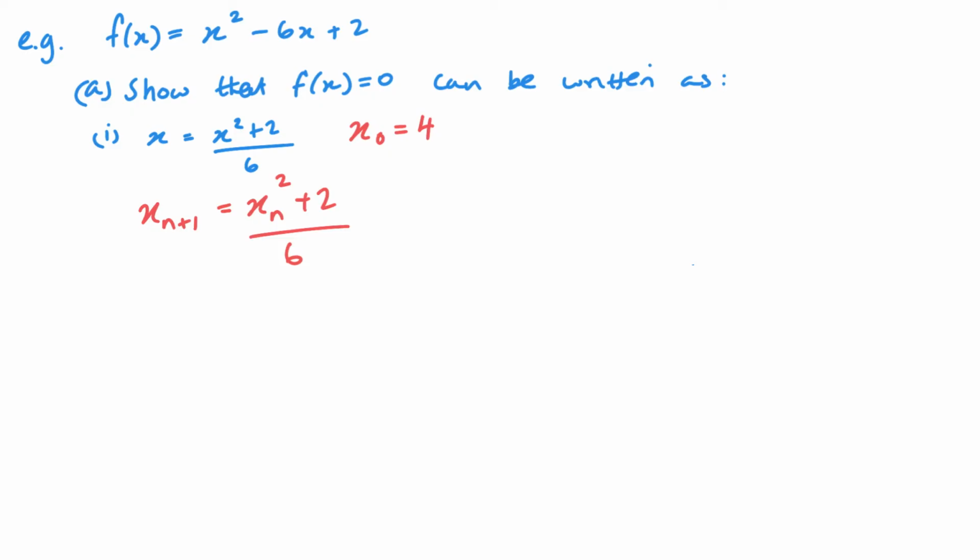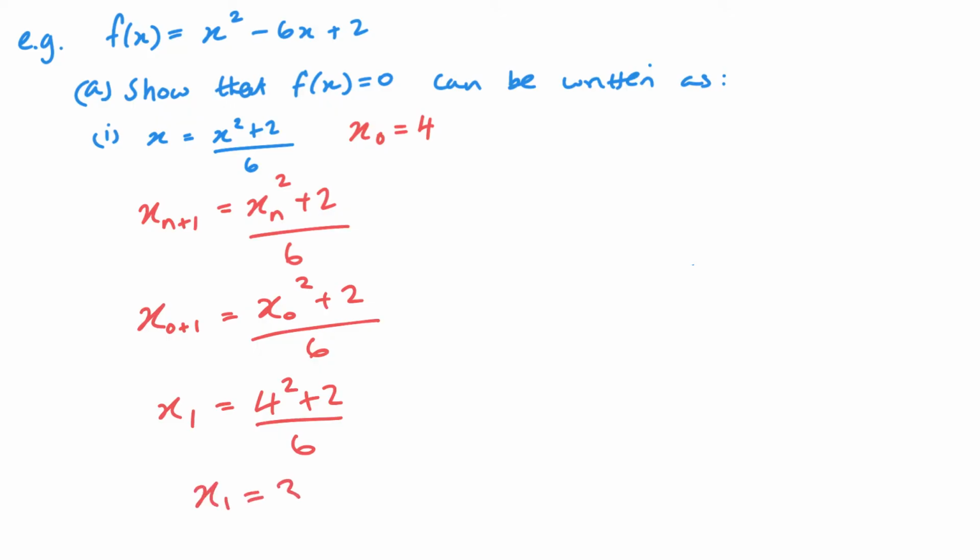So first step for me to do is to substitute x0 equals 4 in. So when n is 0, we've got 0 plus 1 here. We're looking at x of 0 squared plus 2 over 6. Okay, that's what we're doing. I won't write this down every time, just this first one. So x1 is equal to 4 squared plus 2 over 6. So x1 equals 3. And I'm going to put that just up the top here.